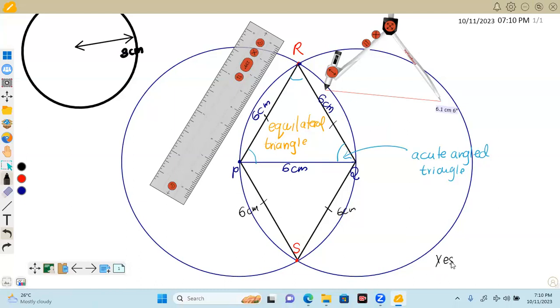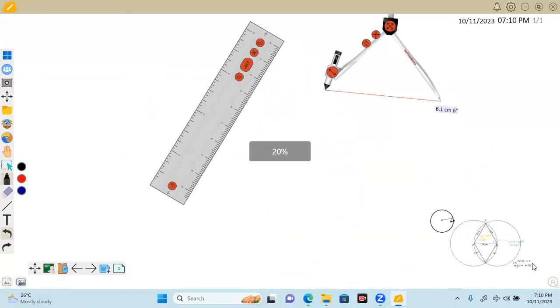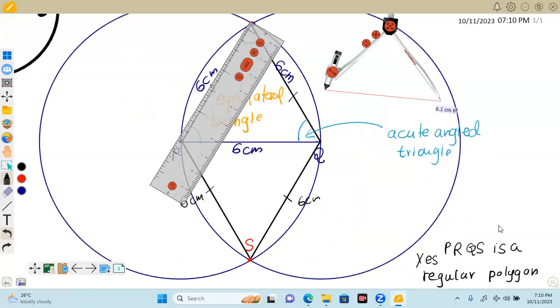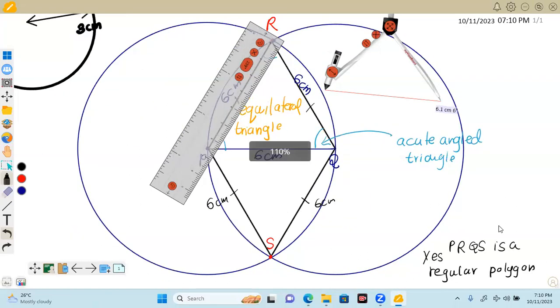Yes, PRQS is a regular polygon. Reason: because all sides are equal.